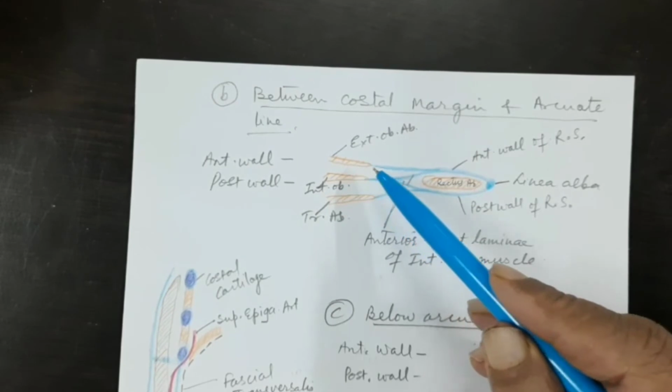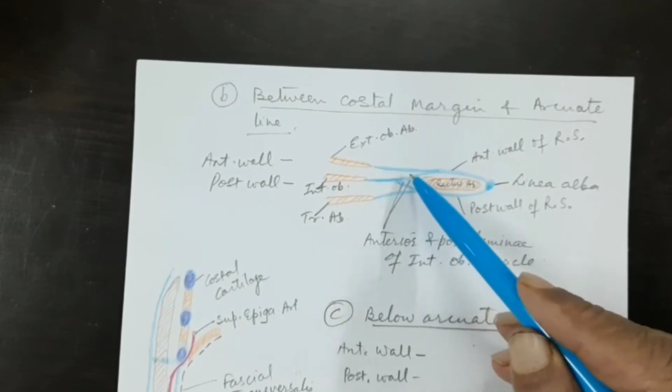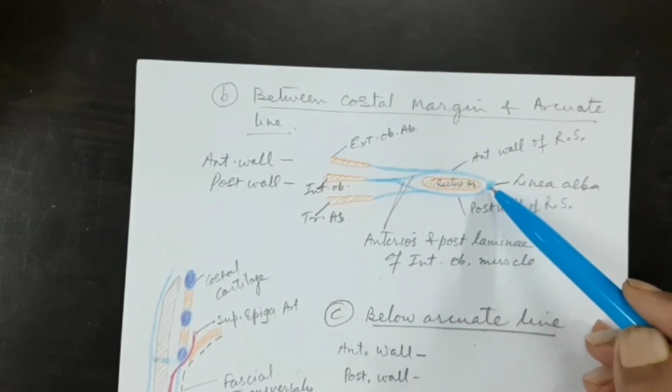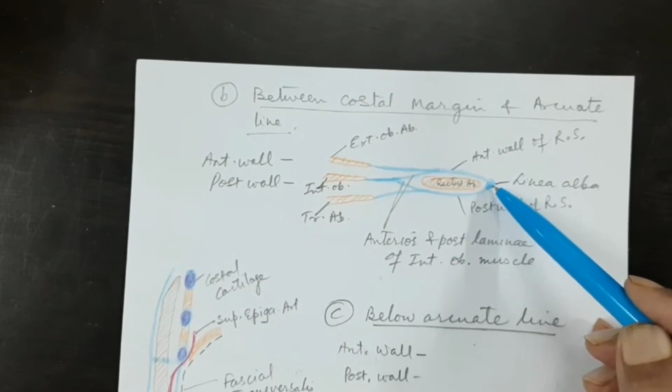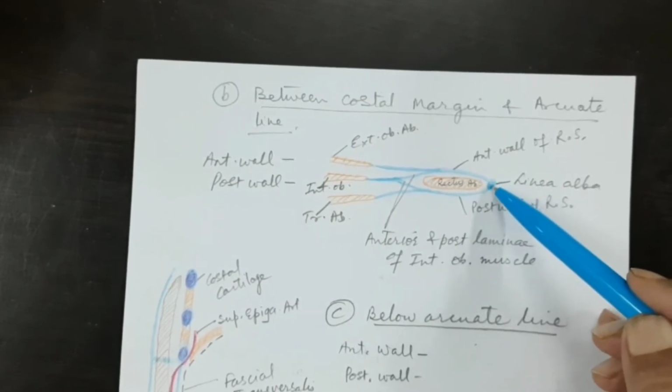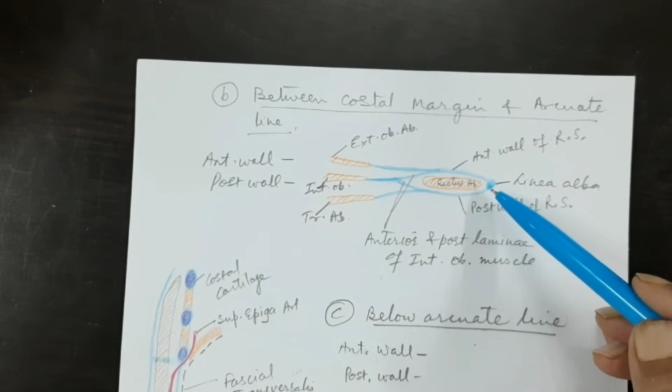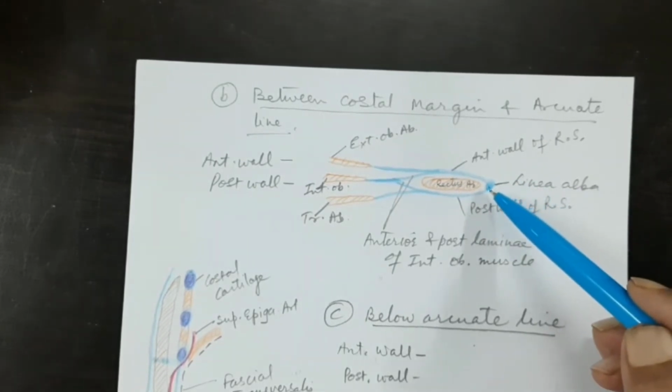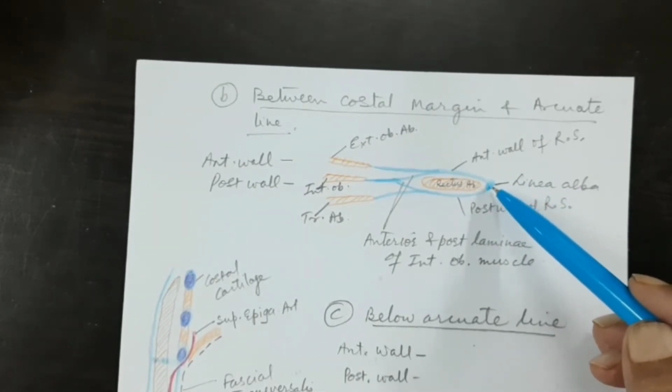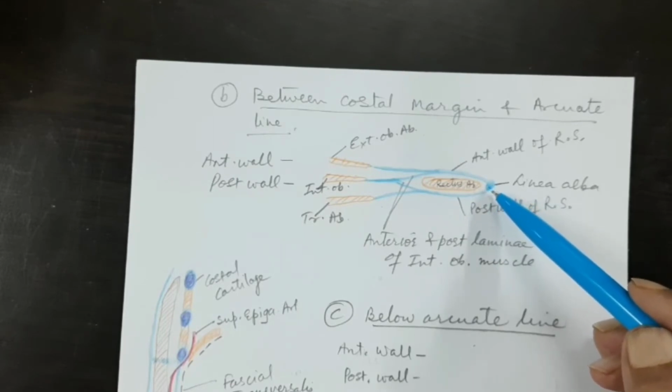Now see, this external oblique abdominis gives the aponeurosis of the muscle, which goes to the midline where there is a linea alba. It is called alba because it is white, made up of collagen bundles attached to the xiphoid process above and below to the pubic symphysis.